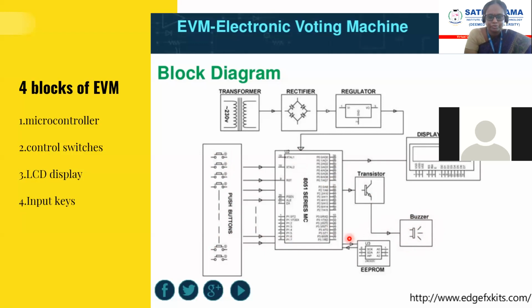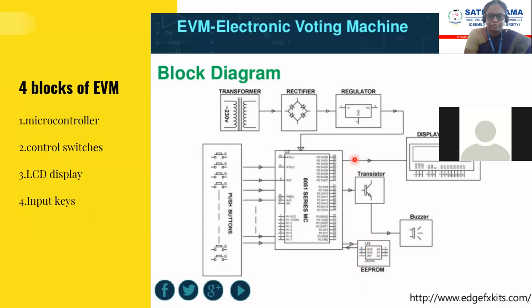Here we are using EEPROM memory. EEPROM memory has a big advantage. Why? It stores the voting data. The advantage of EEPROM is that it stores the data in memory even after the power is turned off.